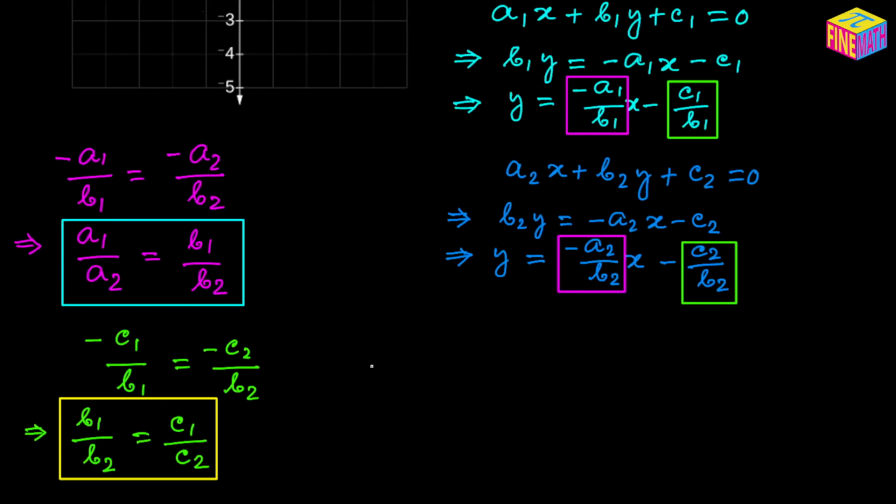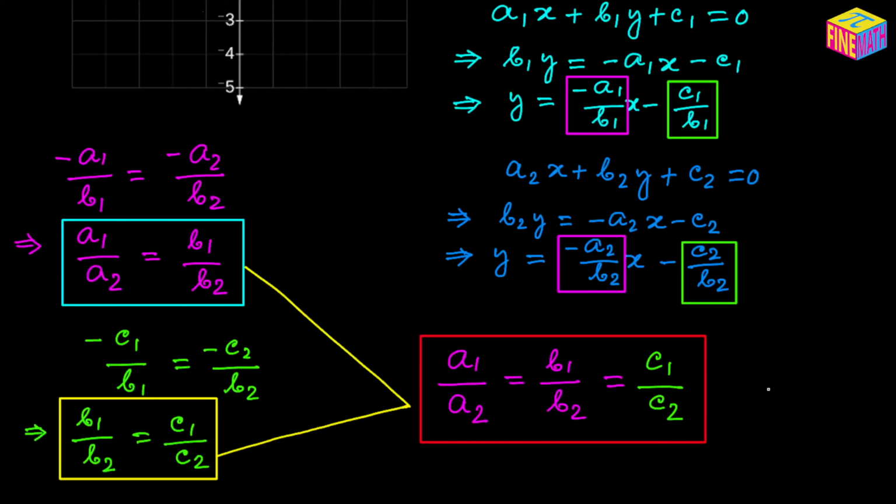Well, as you can see, the ratio of a sub 1 to a sub 2 is equal to b sub 1 to b sub 2. Similarly, b sub 1 to b sub 2 is also equal to c sub 1 to c sub 2. So from here, finally we get the necessary condition for the two straight lines to be coincident. The condition is that a sub 1 over a sub 2 has to be equal to b sub 1 over b sub 2. Again, that has to be equal to c sub 1 over c sub 2.